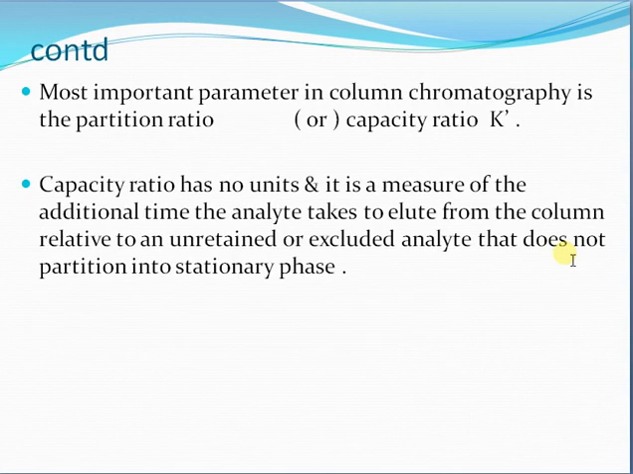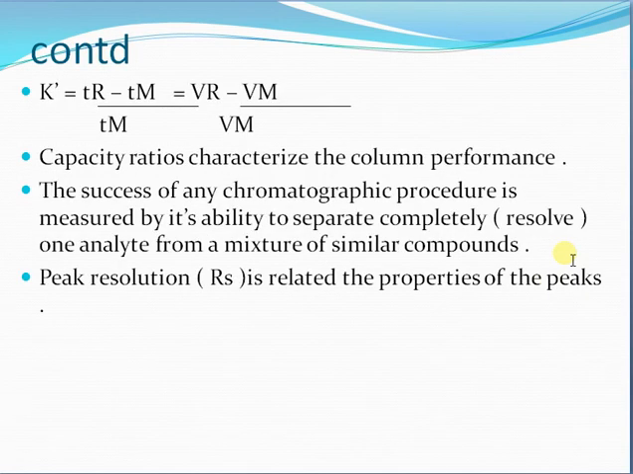One of the most important parameters in column chromatography is the partition ratio, or capacity ratio. The capacity ratio has no units and is a measure of the additional time the analyte takes to elute from the column relative to an unretained or excluded analyte that does not partition into the stationary phase. This is how it is calculated. The capacity ratio characterizes the column. The success of any chromatographic procedure is measured by its ability to completely resolve one analyte from a mixture of solutes with similar components.